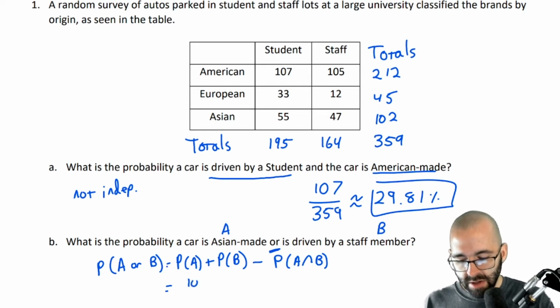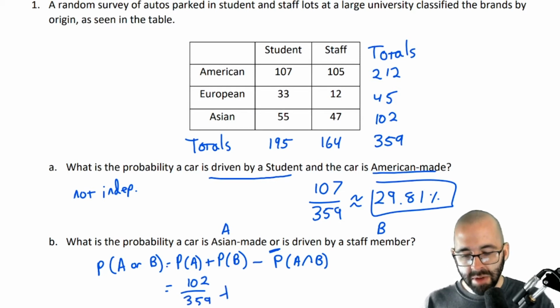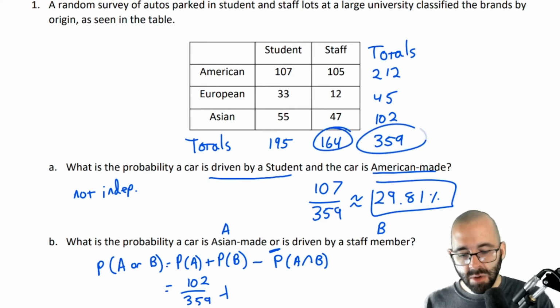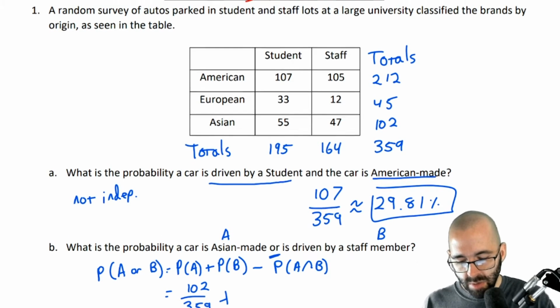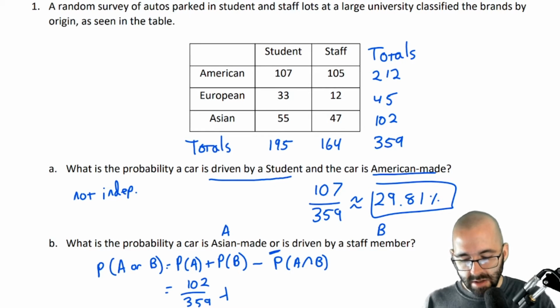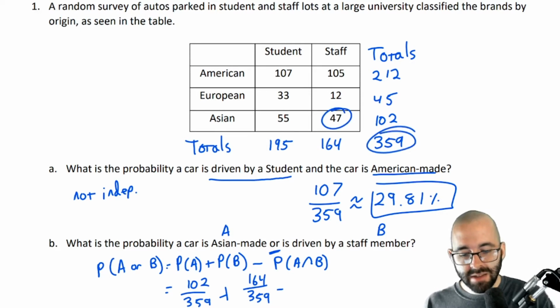Okay, 102 out of 359 plus the probability that it's driven by a staff member. That's 164 divided by 359. Now subtract that. What's the probability that it's Asian made and driven by a staff member? There's 47 out of 359 for that.